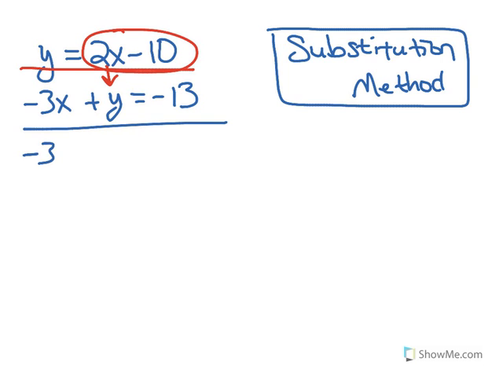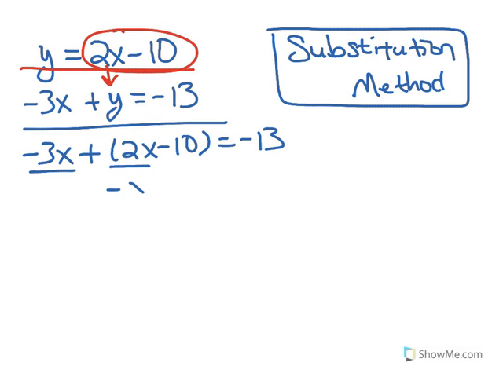So our first step is to take negative 3x plus 2x minus 10 equals negative 13. The beauty of this is, of course, that we've created an equation with only one variable now, which we already know how to solve. First, combine like terms. Negative 3x plus 2x gives us negative x. We still have a negative 10. We still have negative 13. Add 10 to both sides to clear the negative 10. We have negative 3. Now take the opposite of both sides, and we have x equals 3.